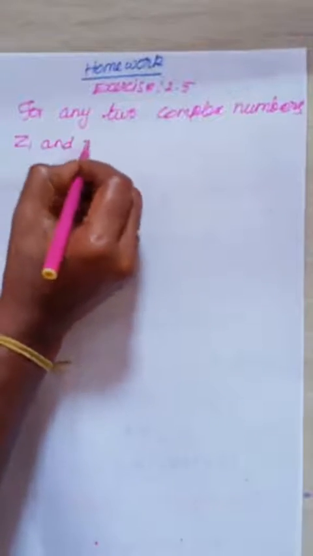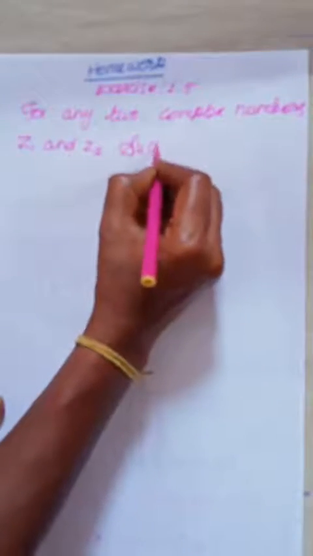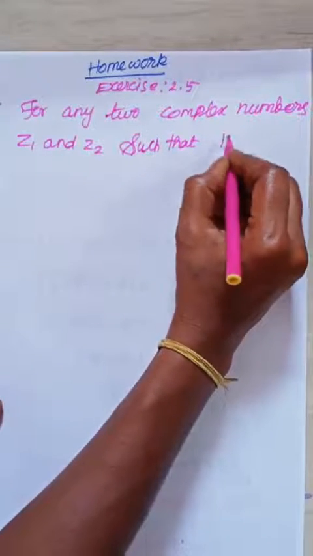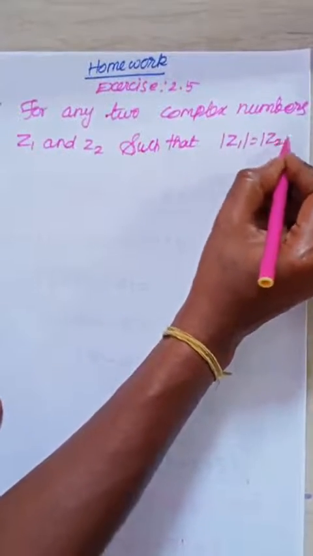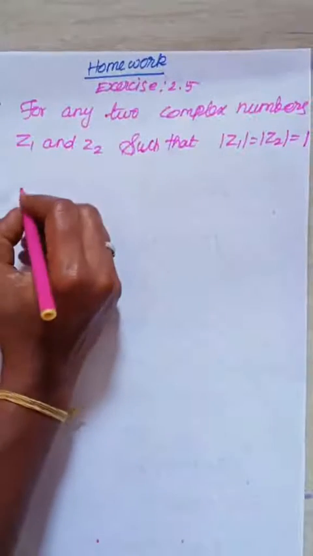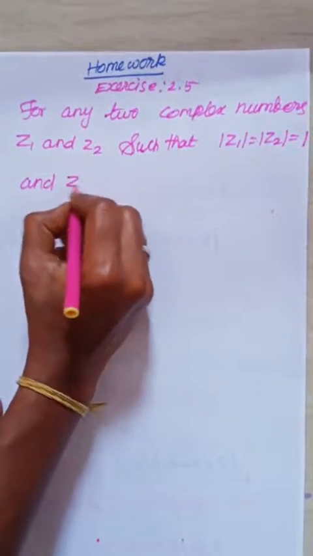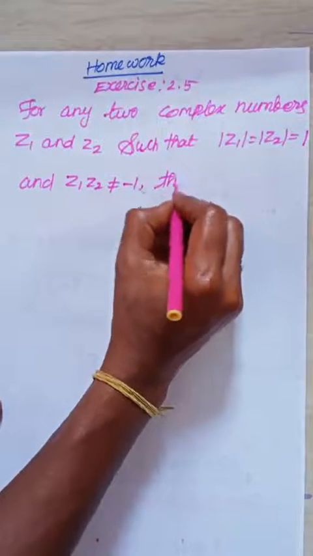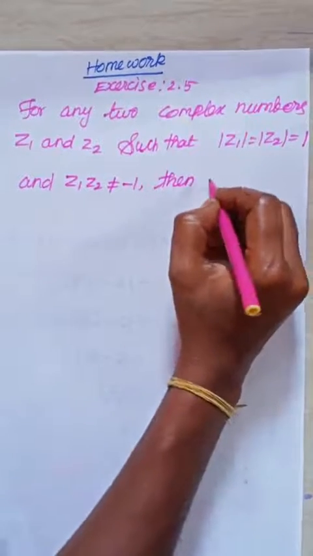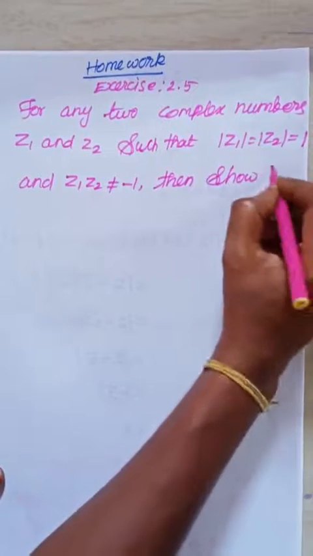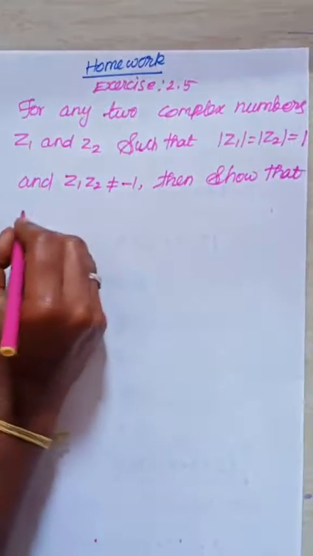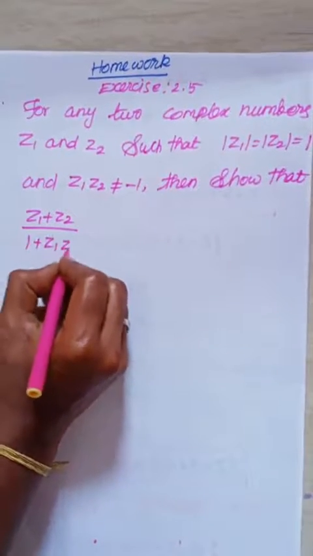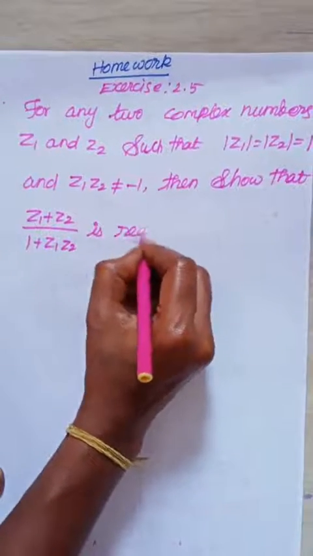For any two complex numbers z1 and z2 such that modulus z1 is equal to modulus z2 which is equal to 1, and z1 into z2 which is not equal to minus 1, show that (z1 plus z2) whole divided by (1 plus z1 z2) is a real number.